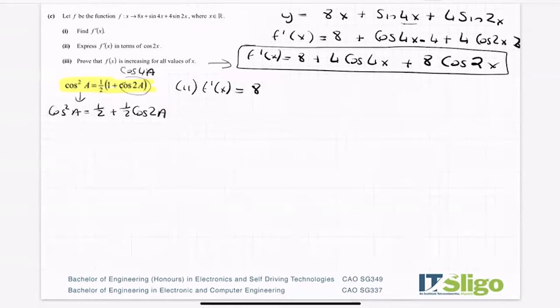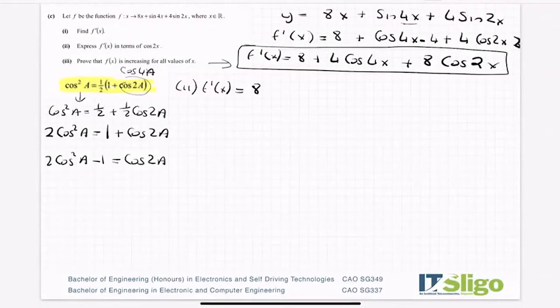I don't really like the halves, so let's get rid of them. 2 cos squared a is equal to 1 plus cos 2a. Let's bring across that 1: 2 cos squared of a minus 1 is equal to cos 2a. Then let's see, what do I do? I'm going to double the angle, so let's double the angle here.